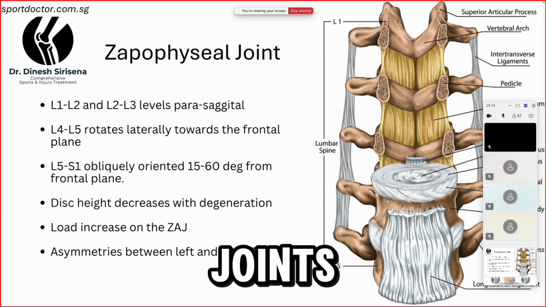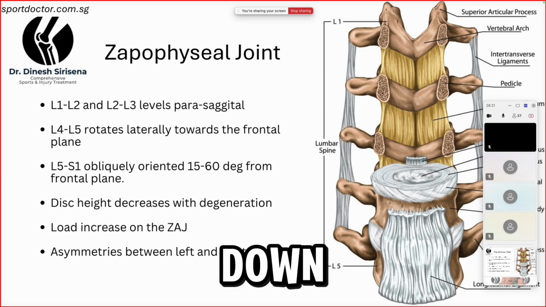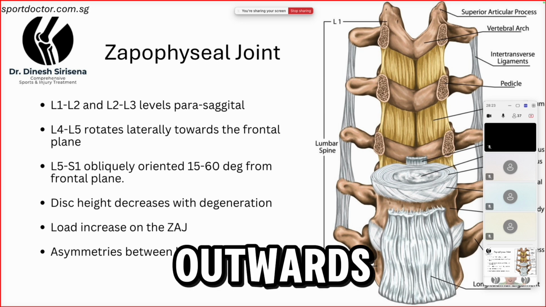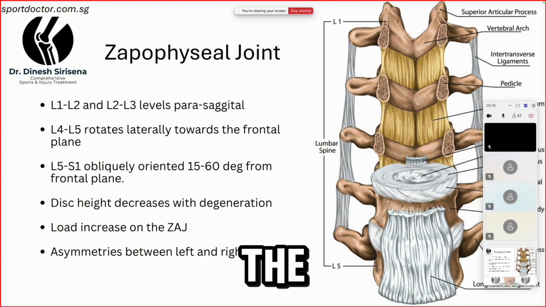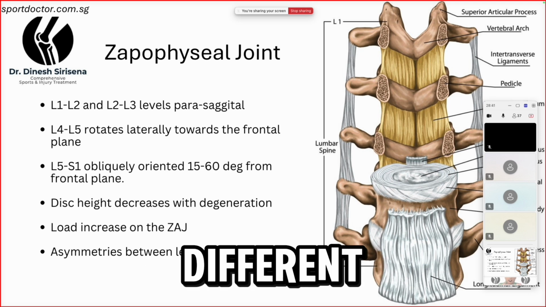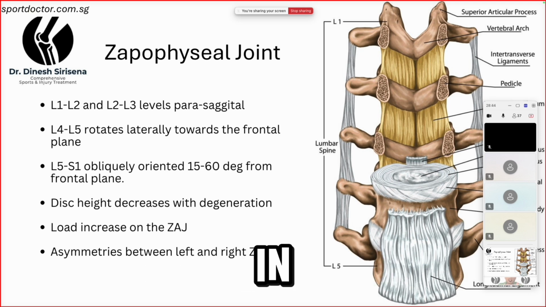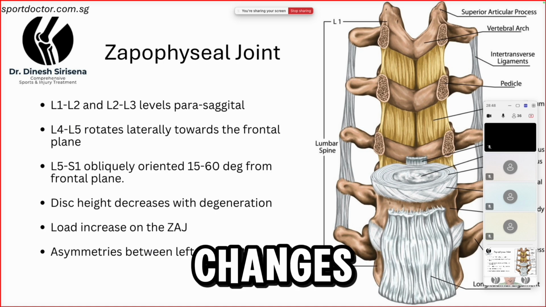Coming on to the joints in a little bit more detail, of course there's joints at all levels, and as we come down the levels, they tend to rotate outwards a little bit. When the disc height changes, as it gets smaller, you tend to have an increase of load on the joints, and as a consequence, you can also get different asymmetries in the loading of those joints based on where the disc changes are happening as well.